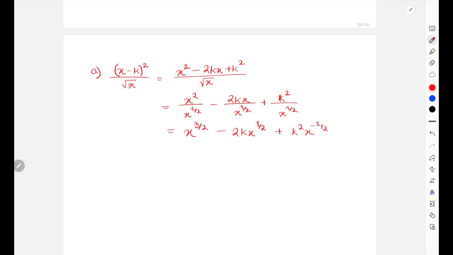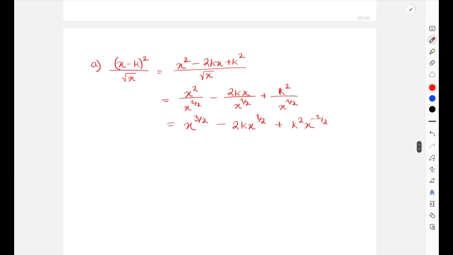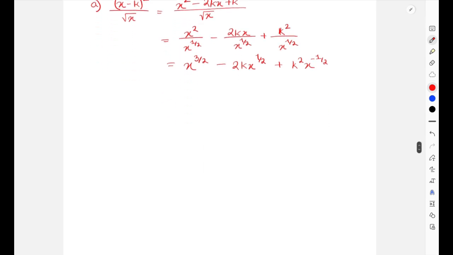Now after this, we'll start the integration process since everything is now written in the form of powers. So integration was within the boundary of 16 and 1. We'll start with the upper boundary 16 and lower boundary 1. I'll not write that x minus k whole square over root x anymore because I simplified the equation in this format, right? So x to the power of 3 by 2 minus 2k x to the power of half, and then k square x to the power of negative half.